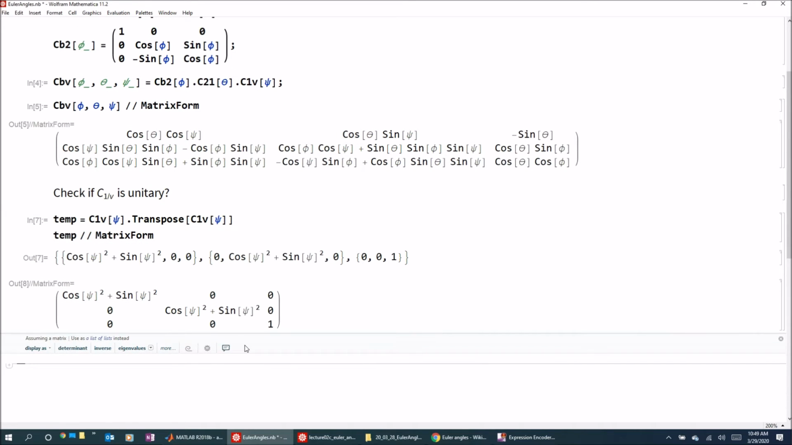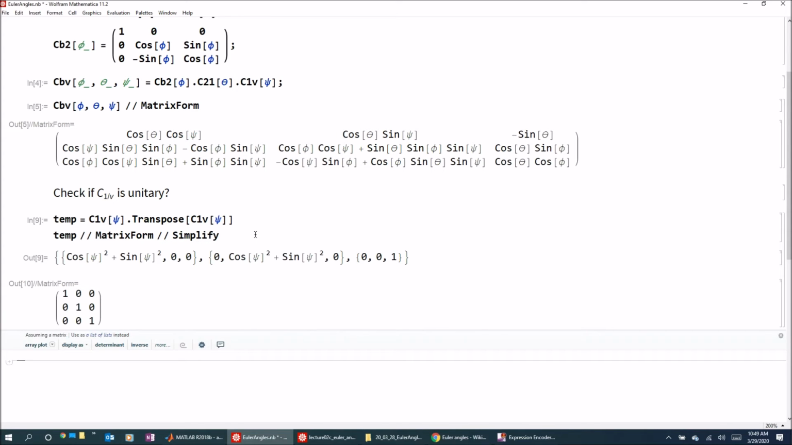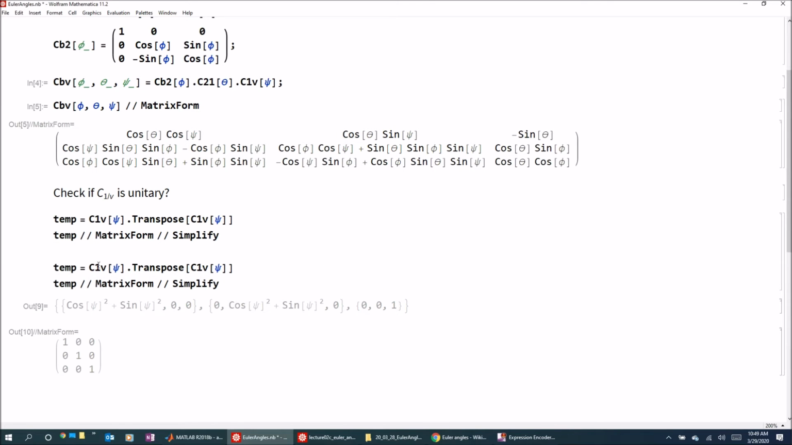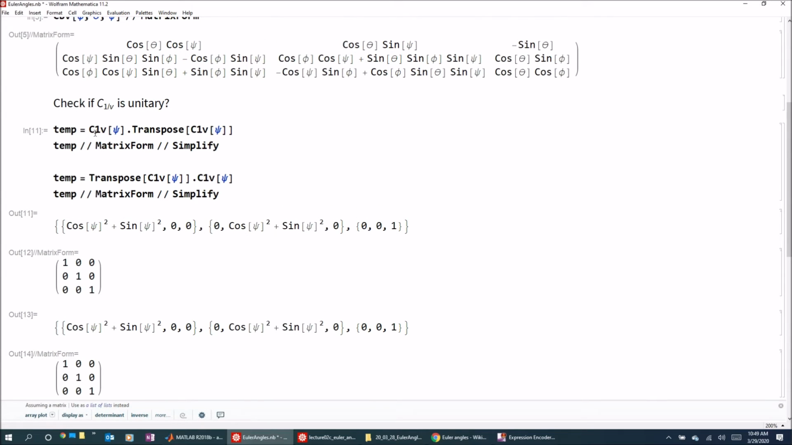Okay, well, that didn't exactly look like the identity matrix, but actually it does. If you look at this closer, what's cosine squared plus sine squared? Isn't that 1? And same thing, cosine squared plus sine squared, isn't that 1? So if I ask Mathematica to simplify this thing, yes, we see that that is indeed the identity matrix. Now, let's also do it for the opposite, which is just this transpose dotted with itself. And again, we get another big fat identity matrix. So yeah, we know that C1V, the base rotation matrix about the z-axis, is unitary.